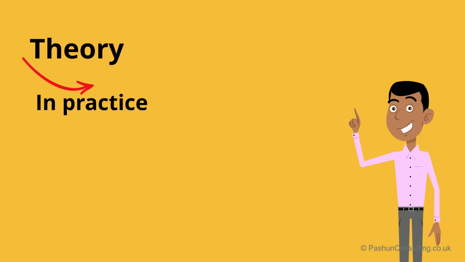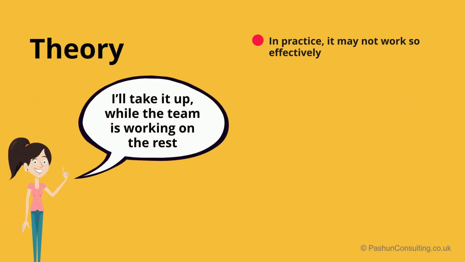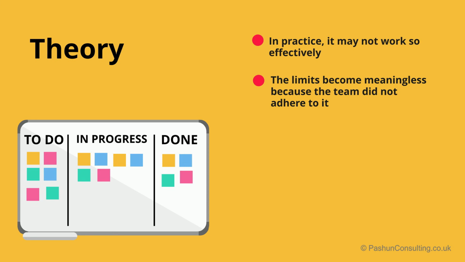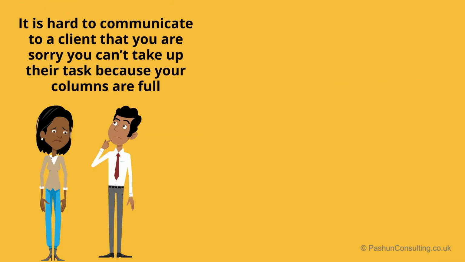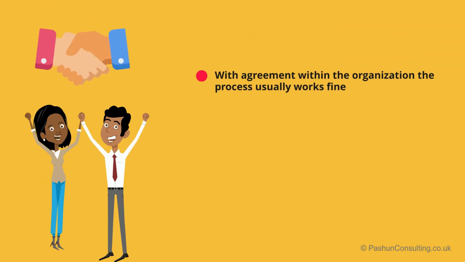In practice, it may not work so effectively. If there's a high priority item, someone might say, "I'll take it up while the team's working on the rest." This would lead to the limits becoming meaningless because the team did not adhere to it. This happens because it's hard to communicate to a client that you're sorry you can't take up their task because your columns are full. However, with agreement within the organization, the process usually works fine.